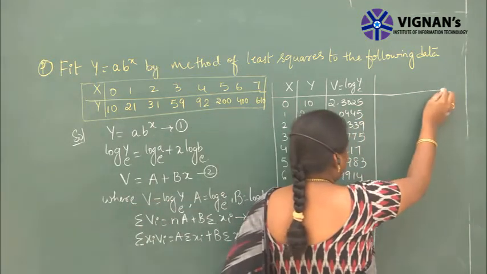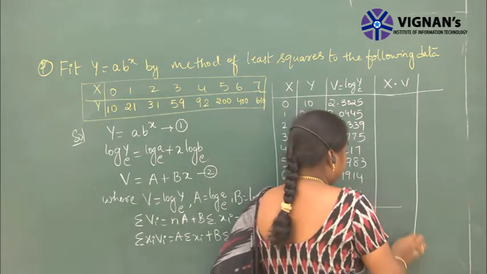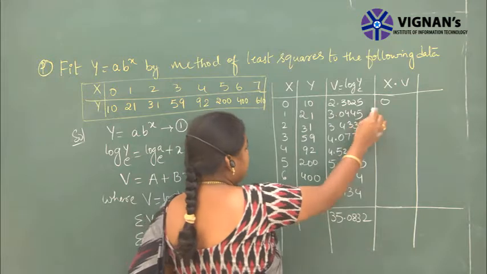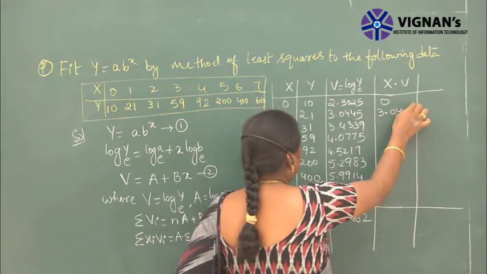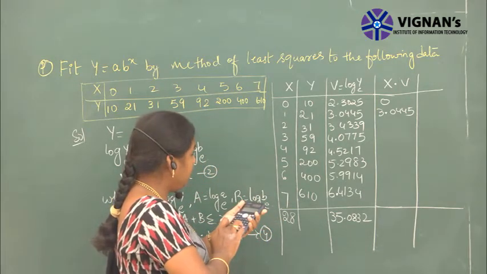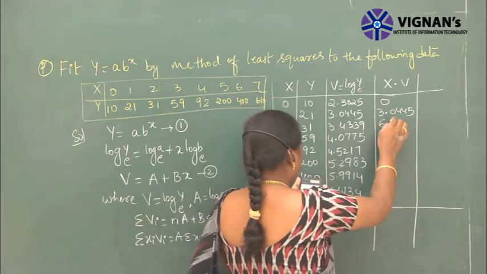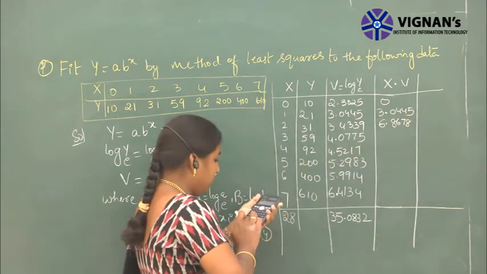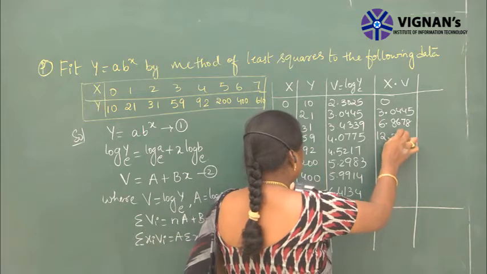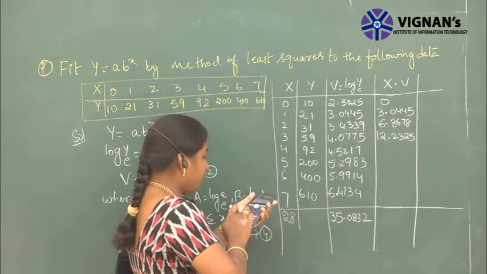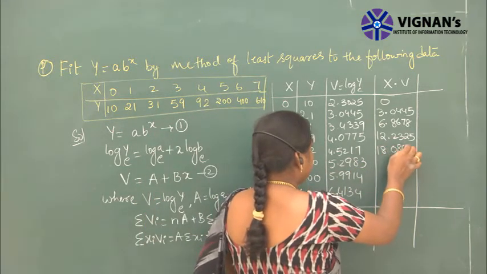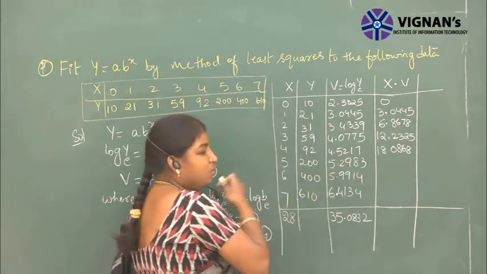Next we want summation Xi into Vi. So we are multiplying X into V. 0 into this one is 0, 1 into this one is 3.0445, 2 into 3.4339 equals 6.8678, 3 into 4.0775 is 12.2325, and 4 into 4.5217 is 18.0868.